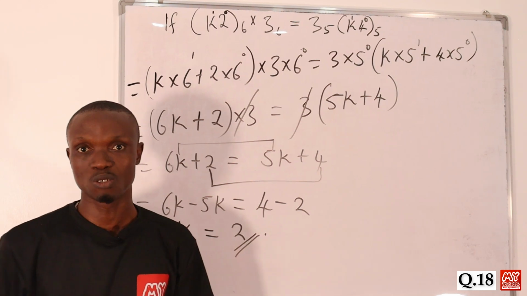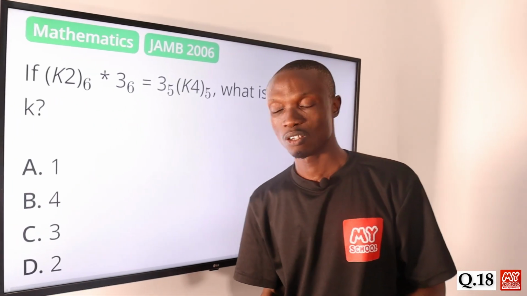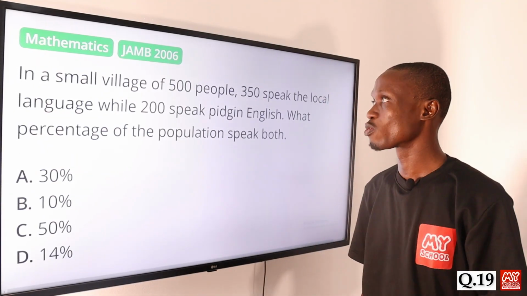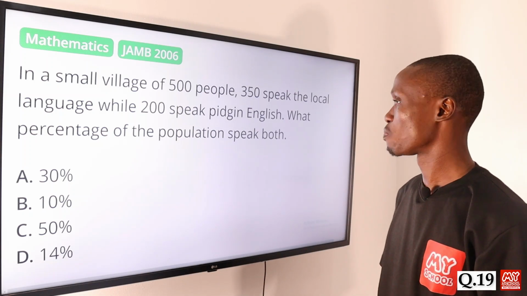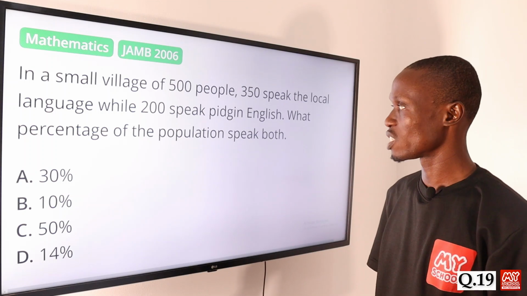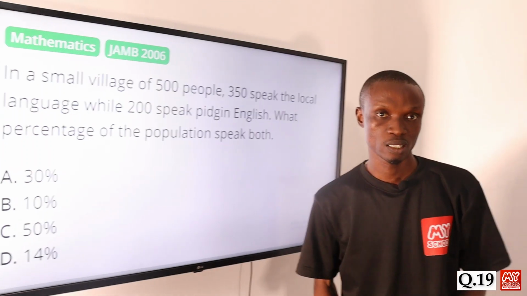So let's return back to the screen to pick the correct option to this question, and that is option D, 2. Question 19. In a small village of 500 people, 350 speak the local language, while 200 speak Pidgin English. What percentage of the population speak both? So let's move over to the board to provide answer to this question.